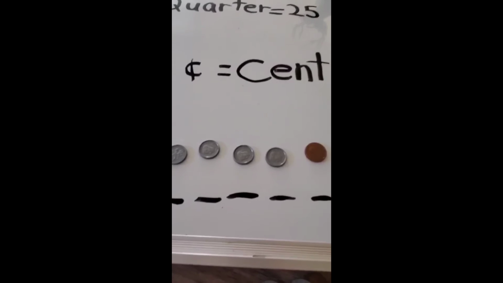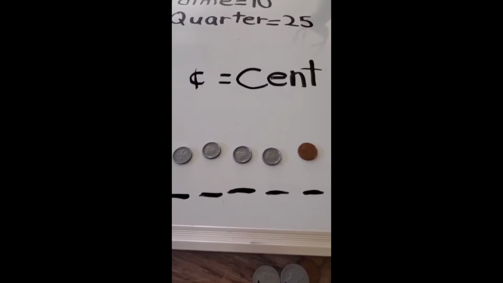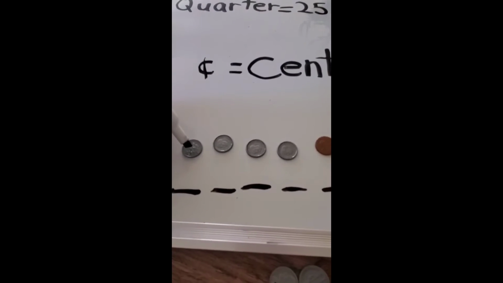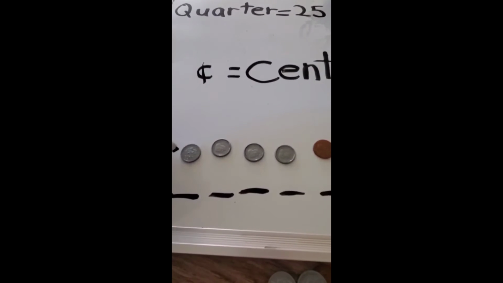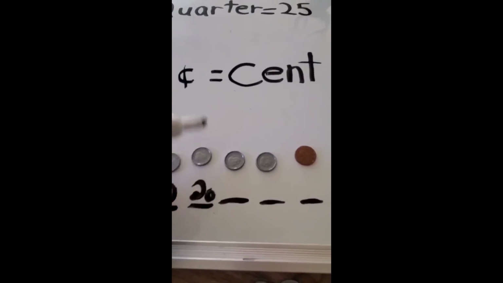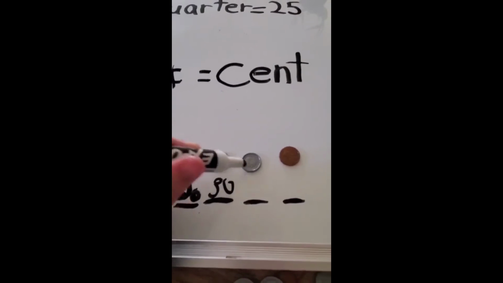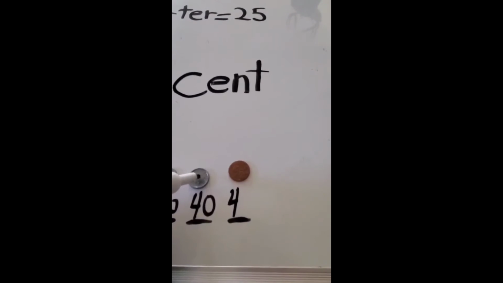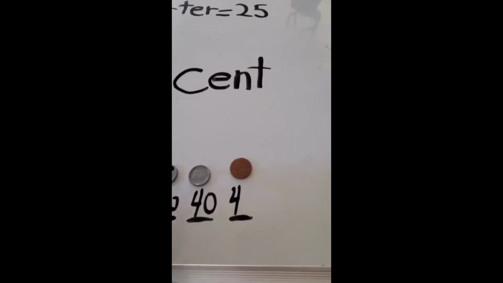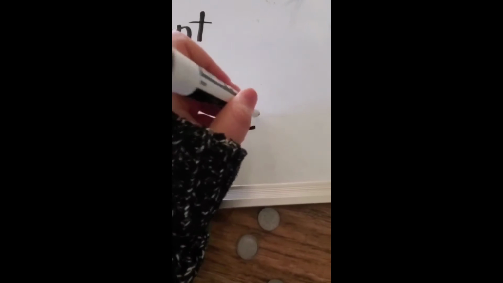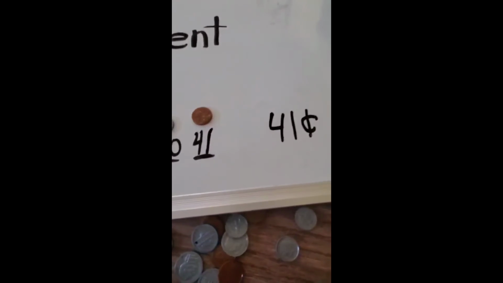All right, now that you have added them, let's try to do it together. So we know that a dime is worth 10 cents. So 10, and look, I have all my dimes together. So we're going to count by tens. 10, 20, 30, 40. So now I have to add 1. 10, 20, 30, 40. 40 plus 1 is 41. I have 41 cents. How cool, how cool.